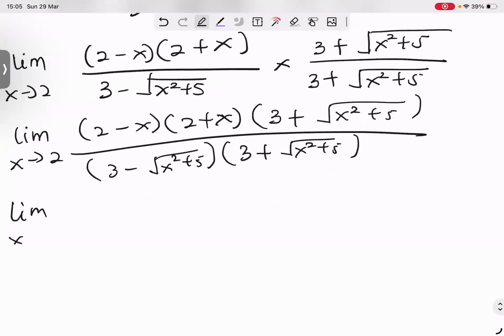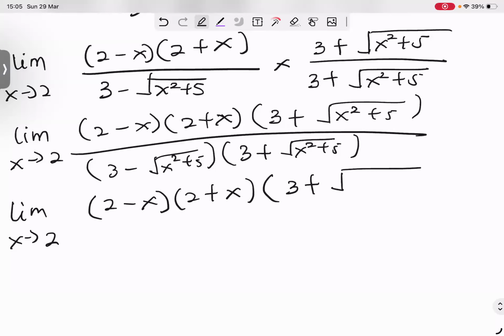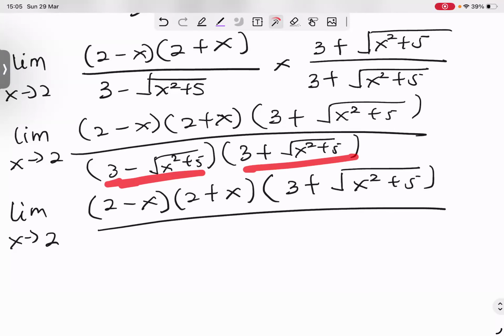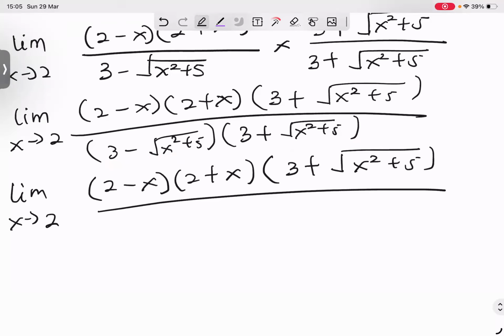Since the numerator does not contain the conjugate, I am not going to simplify it or expand it, and then just leave it as 2 minus x, 2 plus x, 3 plus square root of x squared plus 5, all divided by, in the denominator, I see the conjugate, and it is the difference of 2 squares. So all I have to do is to pick the first term and square it. That'll be 3, square it, minus, pick the second term and square it. So square root of x squared plus 5, and then square it.